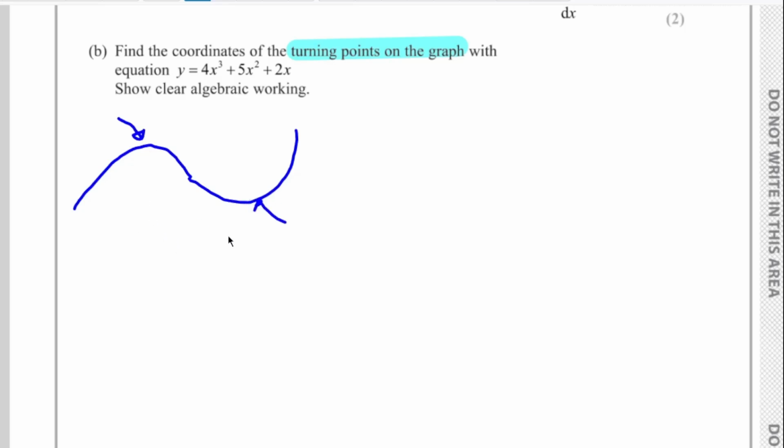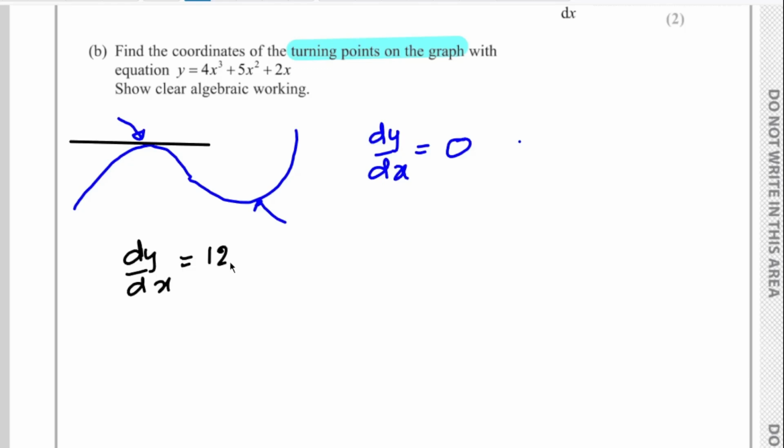Now, at turning points, you should know that dy by dx is equal to 0. If you draw a tangent here, the gradient of this tangent, dy by dx, becomes 0. So since dy by dx is 0, earlier we got dy by dx as 12x squared plus 10x plus 2, and at the stationary point it is equal to 0.